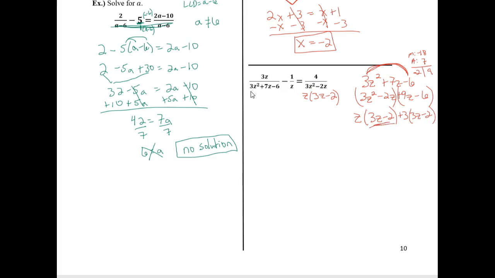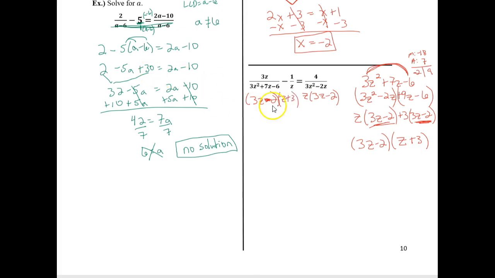I now have a common factor of 3z minus 2. I take that out. When I divide that out, I am left with z plus 3. So this factors into 3z minus 2 times z plus 3.